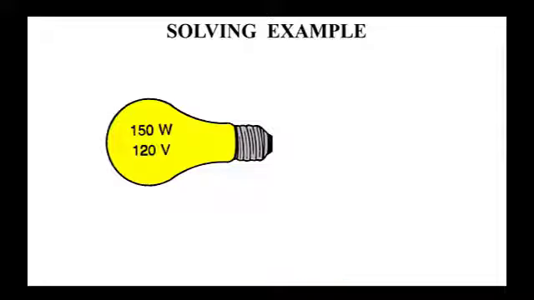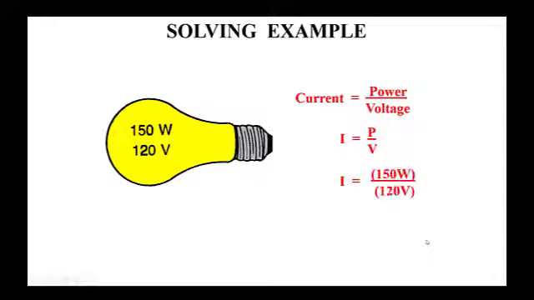In this particular case, we'd like to know what kind of current this device is drawing. We know that current is power divided by voltage. So in this particular case, it's 150 watts divided by 120 volts, which gives us 1.25 amps.